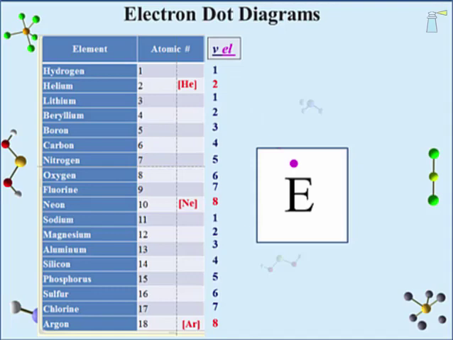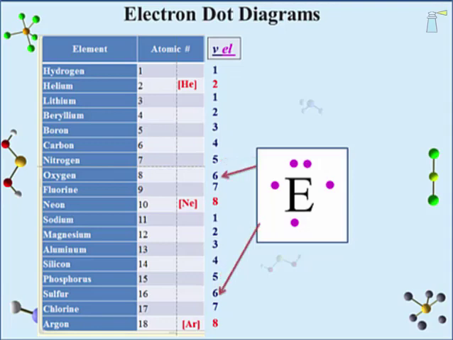We now skip over to column 3A or column 13, the elements boron and aluminum. Their 3 valence electrons go in a clockwise manner around the symbol. Carbon and silicon are column 4A or column 14 elements, and their 4 valence electrons are assigned 1 per side of the symbol. The column 5A or column 15 elements, nitrogen and phosphorus, have 5 valence electrons. The first 4 of the 5 valence electrons are assigned in the same manner as that for carbon and silicon. That 5th electron is paired at the top of the symbol.